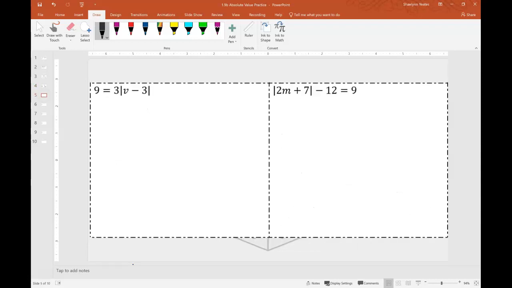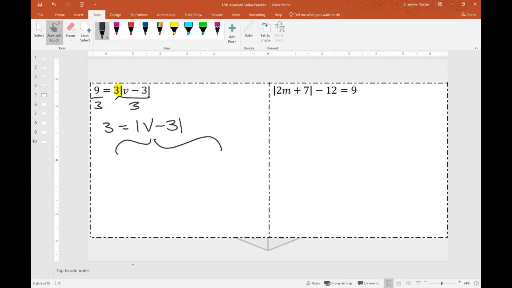All right, let's do 2 more. These ones are going to end up with 2 separate answers. So those first 2 are examples where it can end up positive and negative of the same number. These 2 are going to be different numbers. All right, the first thing I notice is I need to get rid of the numbers outside of the absolute value. So I'm going to divide both sides by 3 on this first equation. And I get 3 equals the absolute value of v minus 3. So this is where I split.